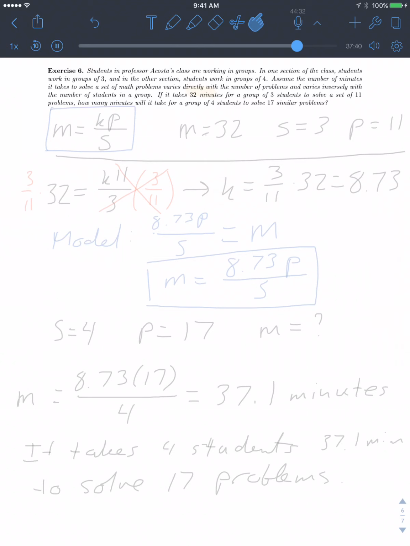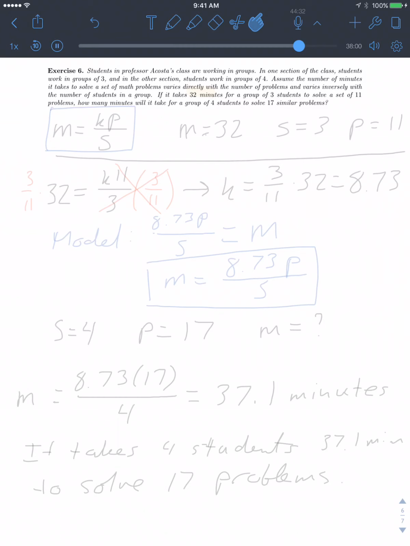The final type of variation that we want to look at is combined variation. In other words, what if something varies directly with one variable, but inversely with another? I'll refer you to the final definition in this section.